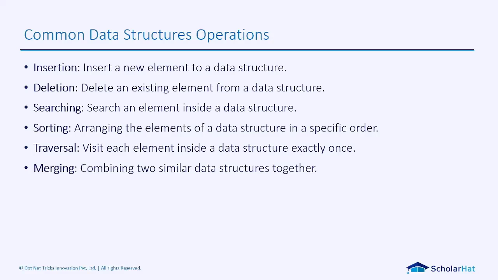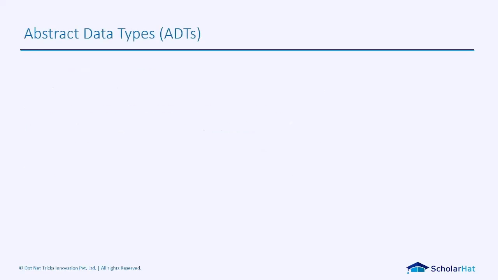Next, we're going to learn sorting. For sorting, we're going to learn lots of algorithms, lots of sorting algorithms. Next is traversals. Traversal is just going through all the elements. Then we're going to learn about merging, which is combining two similar data structures together. We're going to learn each of these one by one.